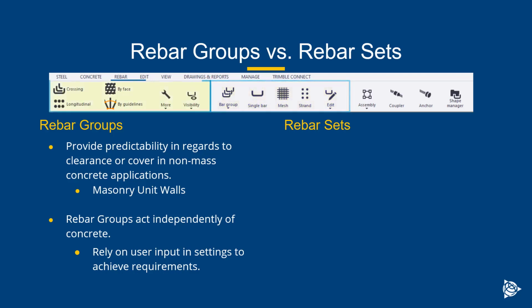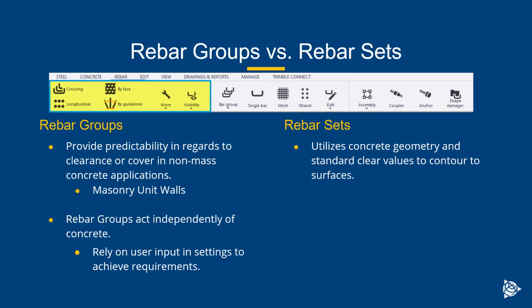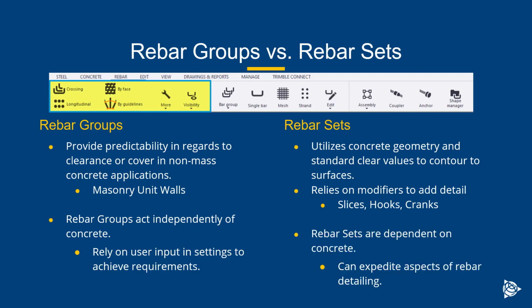Now, with rebar sets, it's a little different. They utilize the concrete geometry, and they can do it for both parts and for pours. So you can actually reinforce pours in pour mode, where you cannot do that with rebar groups. And it adheres to standard clear values, either in the options or additional clear cover that we provide on the concrete itself, or even through surfaces. Then we detail that further. It's just straight stick bar, and then we add splice lines where our splices are. We add end hook details and couplers and cranks and so on.